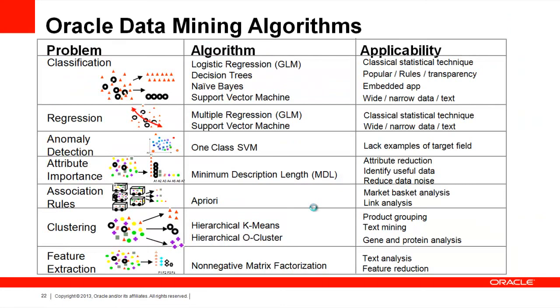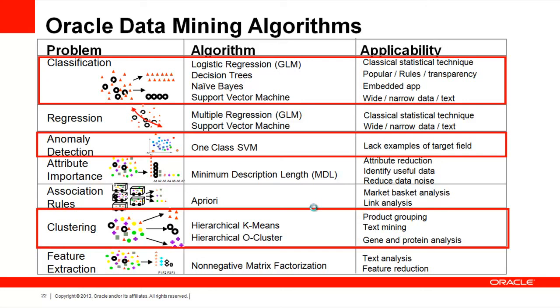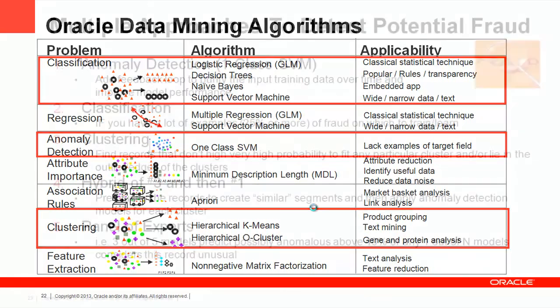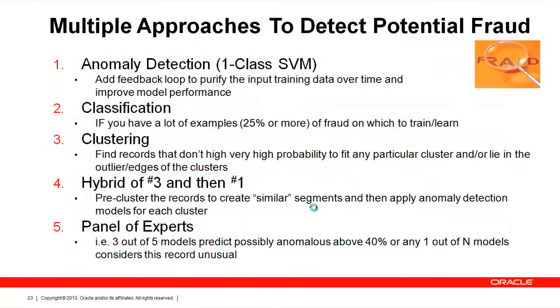And we have a whole suite of different algorithms and techniques that are available inside the database. We've been primarily focusing on the anomaly detection algorithm in the center, the clustering algorithms, and the classification algorithms at the top. But you can use these in isolation or in combination to solve very complicated problems. And here's a potential way you might do that.